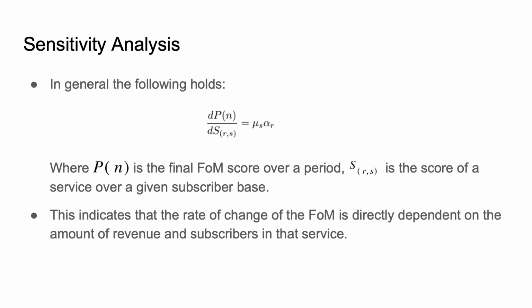In general, the following equation holds. The change of the final figure of merit score with respect to the score for a service over a given subscriber base is mu_S alpha_R. Mu_S is the revenue proportion for service S and alpha_R is the proportion of subscribers in technology R. So this indicates that the rate of change of the FOM for a given technology and a given service is directly dependent on the amount of revenue and subscribers in that service.